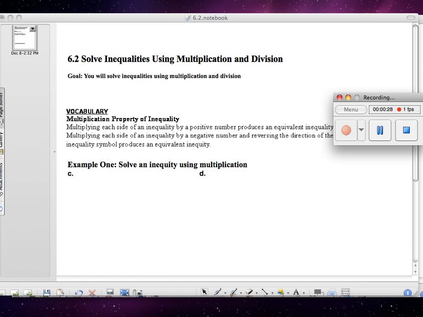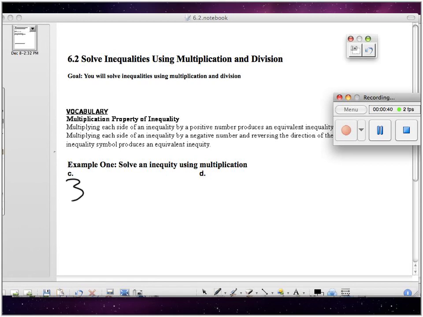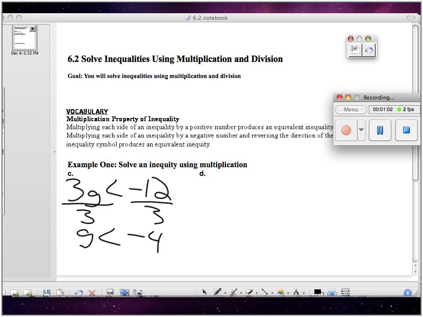So that means if we multiply or divide by a negative number, we flip the inequality to face the other way. And we'll show you an example of that. But let's first start with just a regular inequality. We've got 3g is less than negative 12. If that was an equal sign instead of a less than sign, what would I do to get g by itself? Somebody want to raise their hand? Yes, Jasmine. Divide. We're going to divide both sides by 3. So then g is less than negative 4.